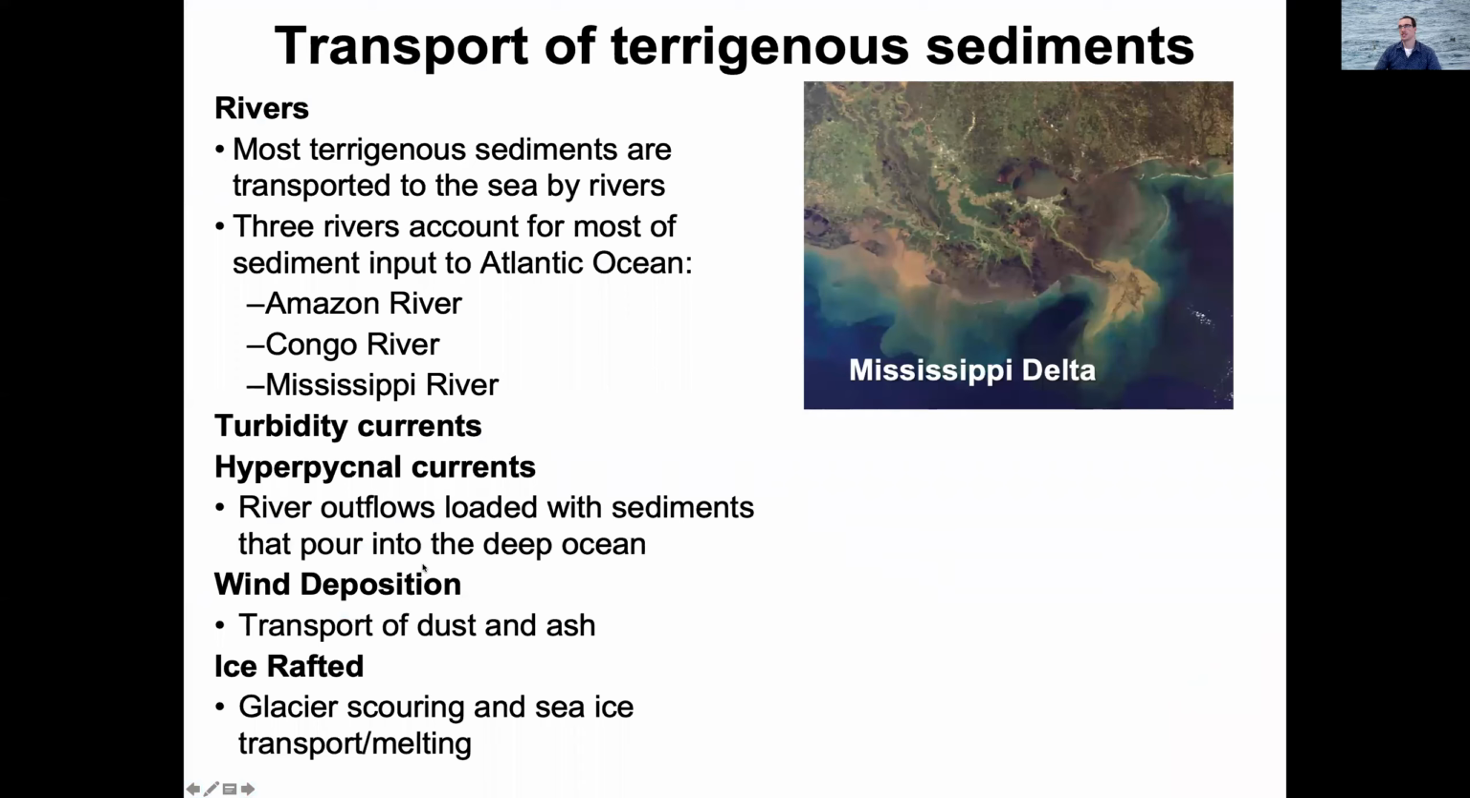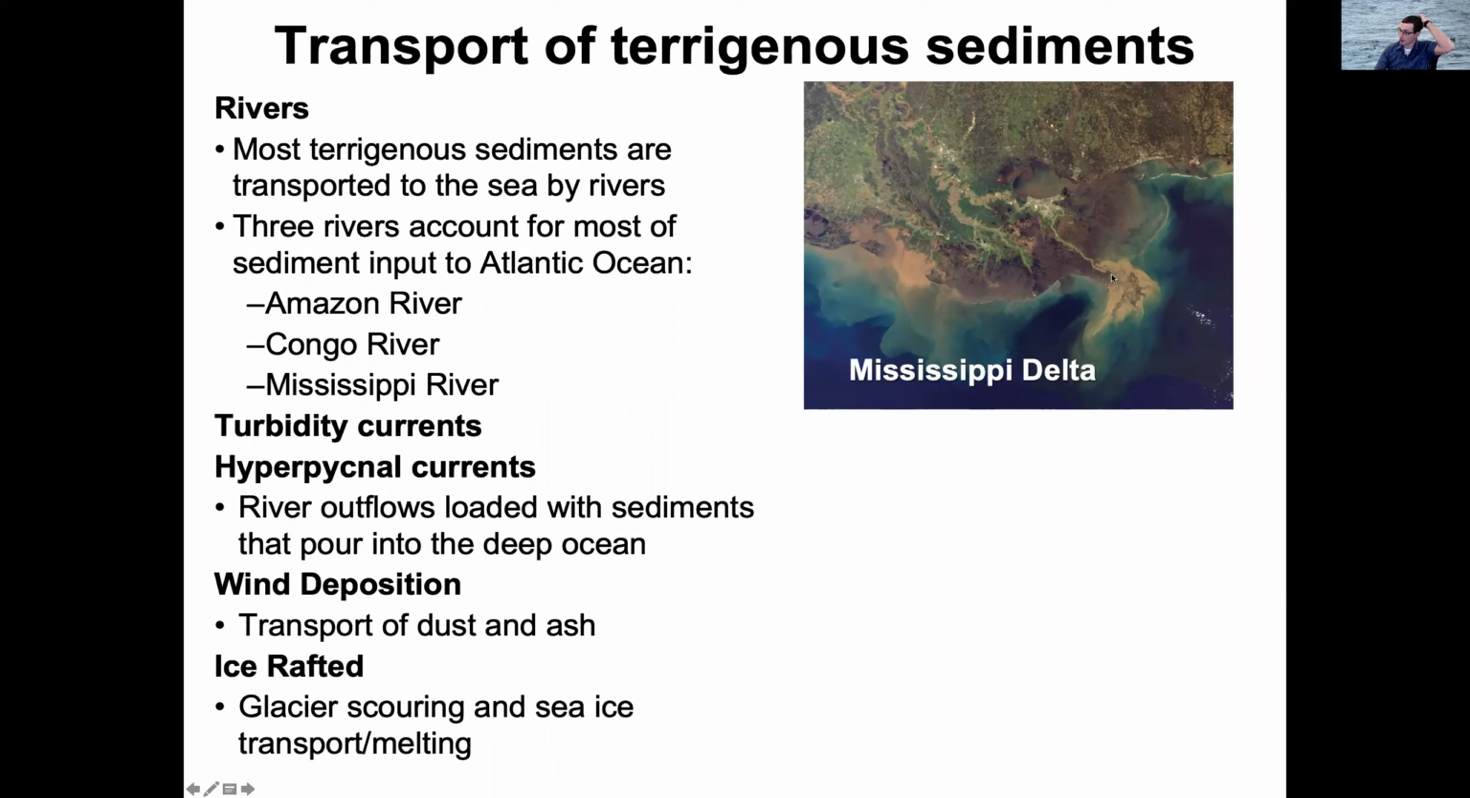So how do terrigenous sediments get into the ocean? There's a number of ways. We're going to focus on a few of these just briefly. So rivers, most terrigenous sediments are transported into the sea by rivers. Here's an example from the Mississippi River Delta. You can see that the river is quite brown from all that sediment load.